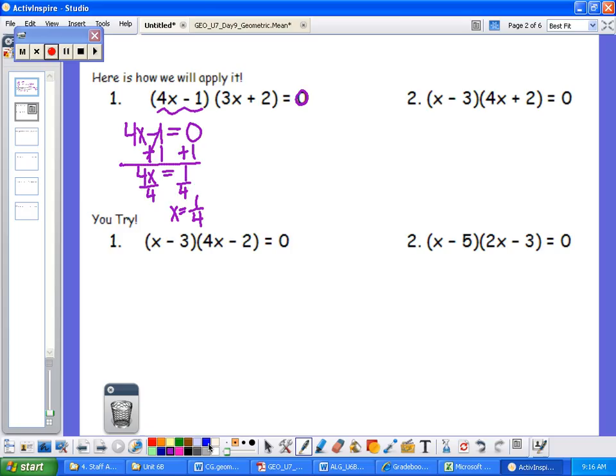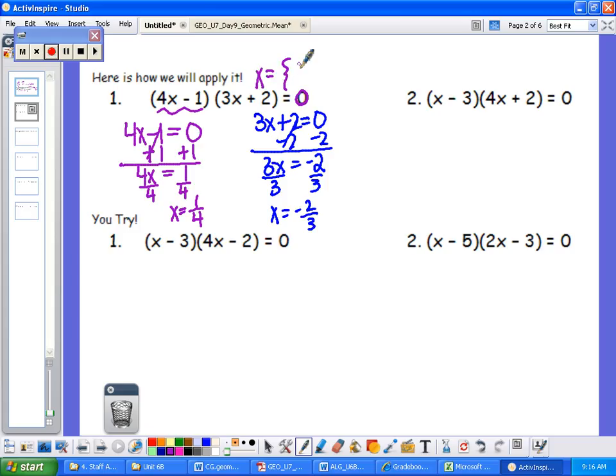And then I take the second factor and I set that one equal to 0. And I subtract 2 and subtract 2. 3x equals negative 2. Divide by 3 and divide by 3. X equals negative 2/3. So as my final answer or my solution, x either needs to be 1/4 or negative 2 over 3 in order for this entire thing to equal 0. And that's what you're looking for. Here is your answer. So let's take a look at the second one.